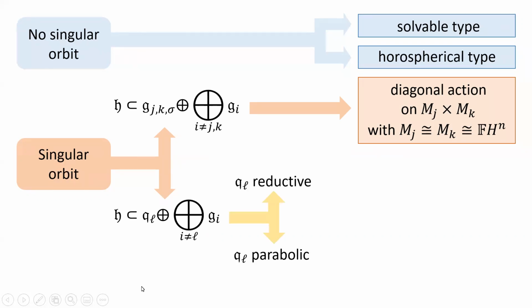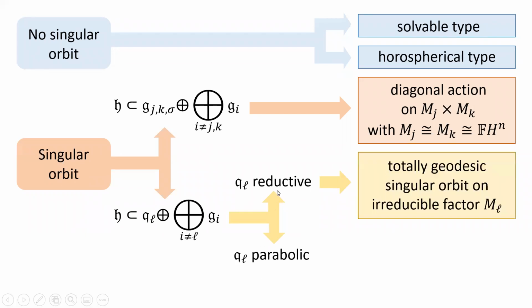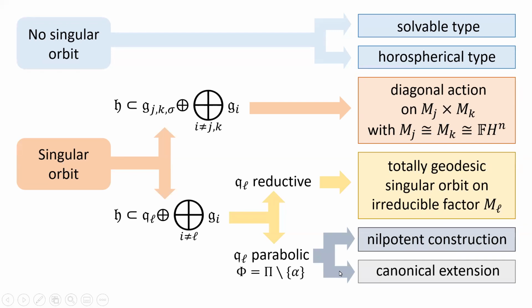Okay, so we go for the other case. Then we distinguish two cases, Q L reductive or parabolic. If it's reductive, then the homogeneity one action has a totally geodesic singular orbit on one irreducible factor, and these actions have been classified. So we understand this. And in the parabolic case, this is a maximal proper parabolic subalgebra, so it is determined by a choice of simple roots Phi. Okay, and in this situation, the result of Berndt and Tamaru tells us that the action is constructed by nilpotent construction or canonical extension.